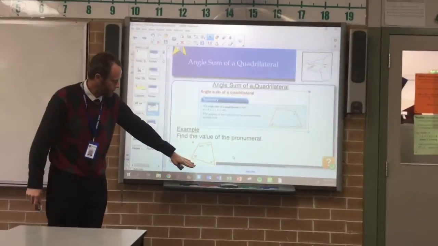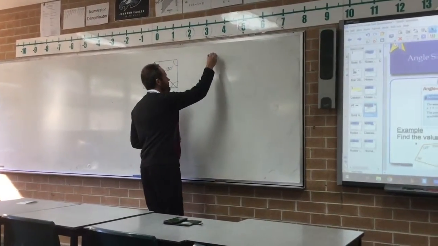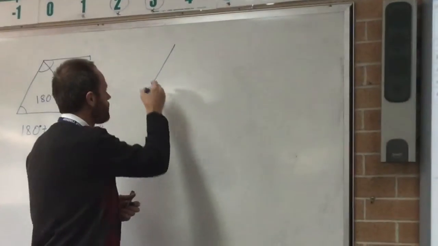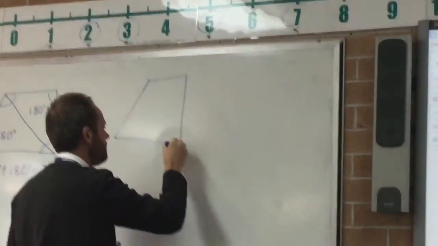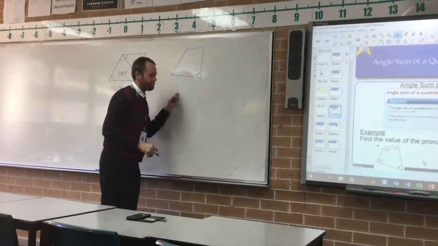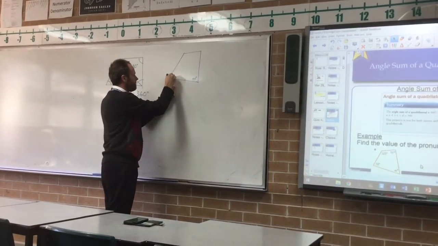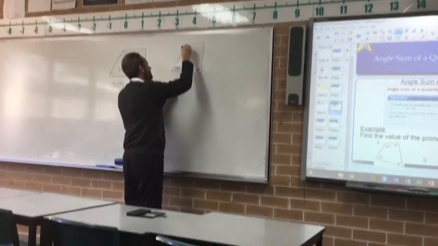We need to find the value of the pronumeral in this quadrilateral here. So first, in my case, I'm going to draw it. If you're just taking it straight out of the book, of course, you just write the question number down. So we have n degrees down the bottom here, 78, 125 and 93.